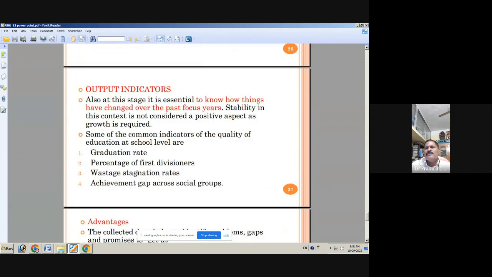Output indicators. We must know that in this stage it is essential to know how things have changed over the past few years. Some of the common indicators can indicate how your educational institutions are going up or down.